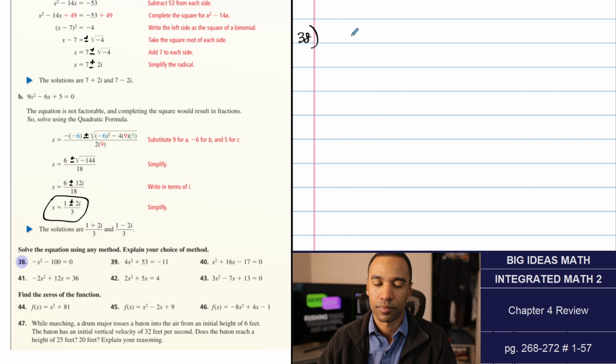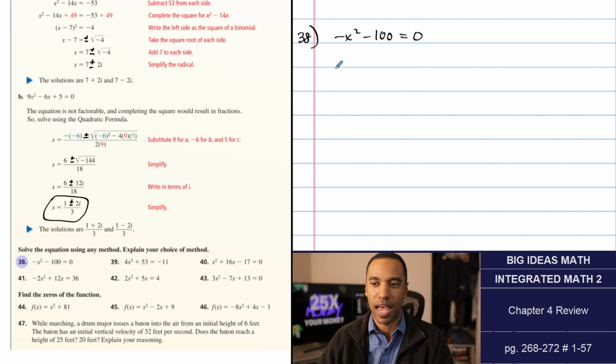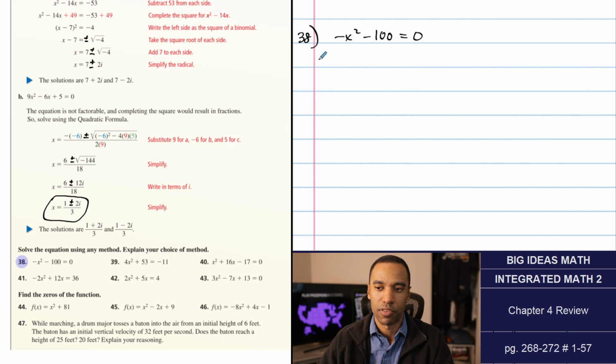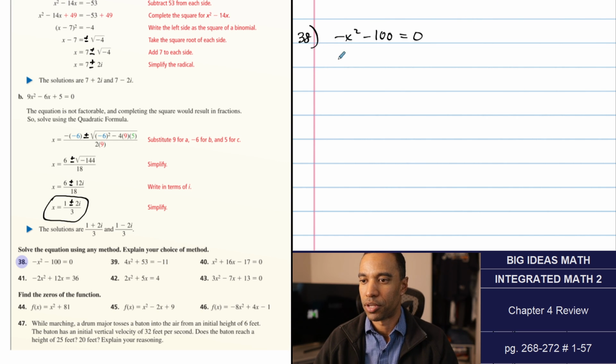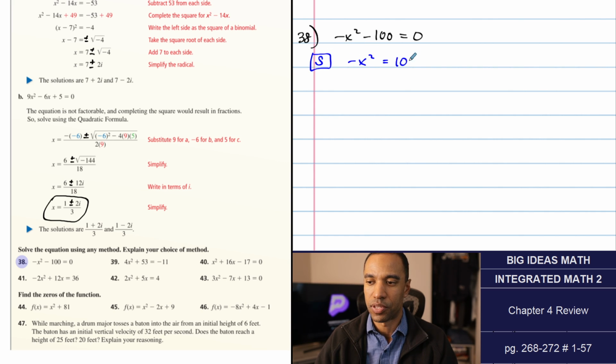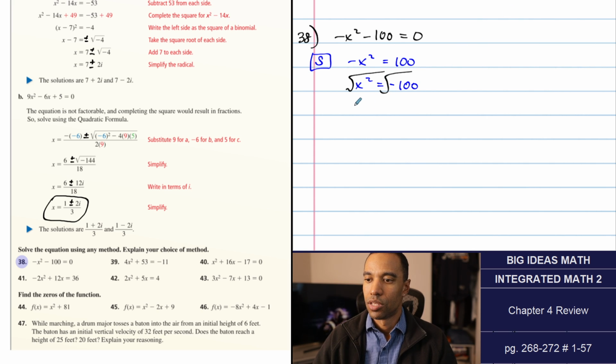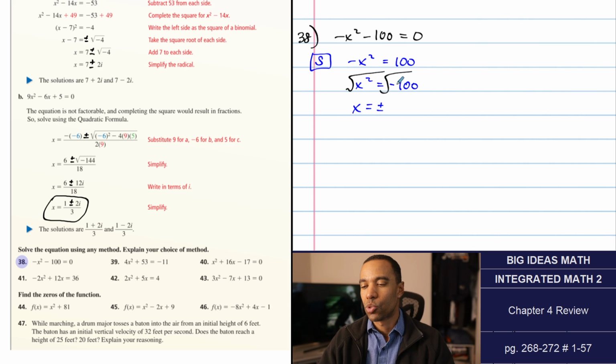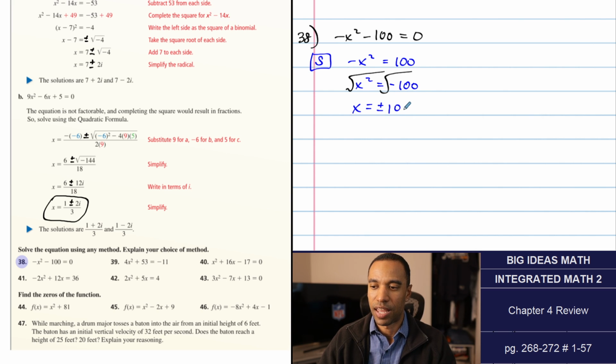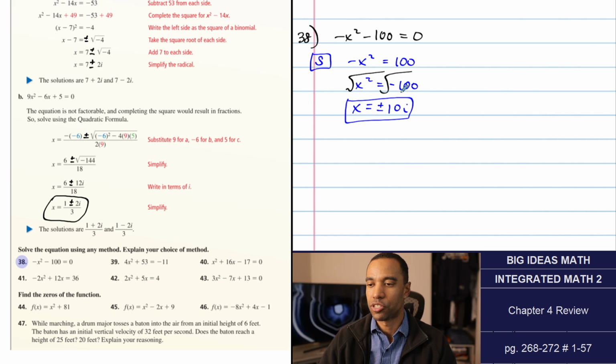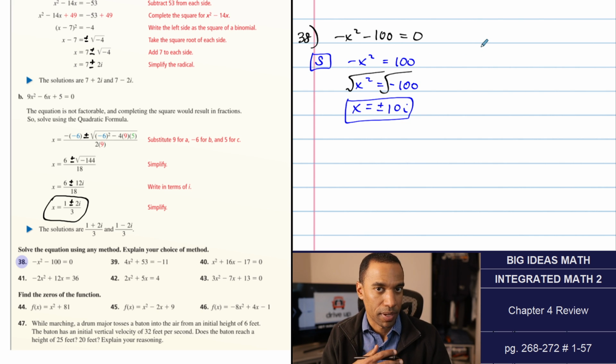Number 38. I have negative x squared minus 100 equals 0. I can solve using any method I so prefer. I'm going to solve this using square roots, at least as the main. So if I solve, let's do different colors for every method I do. If I'm going to solve using square roots, I'd love to get x squared by itself. Let's add 100 to both sides, divide both sides by negative 1, and then let's take the square root of both sides there. x equals plus or minus the square root of 100, which is 10. But because it's the square root of negative 100, it's 10i. Those are your answers. Solving using square roots is best to me.